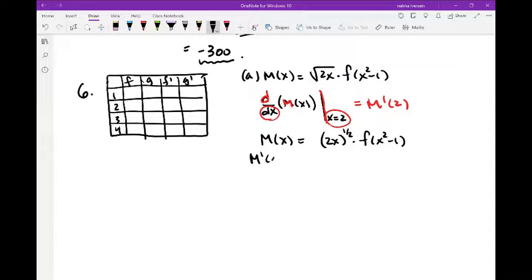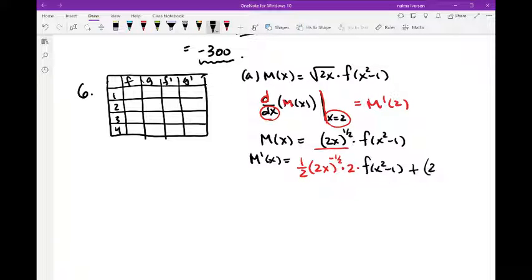So to find m prime of x, I'm going to take the derivative of my first guy. I'm going to do this in colors, I think. The first guy is going to be red. So I'm going to get 1/2 times 2x to the power of negative 1/2 times the chain, while the second buddy waits. So the second buddy is doing nothing. And then what I'm going to do is a plus sign.